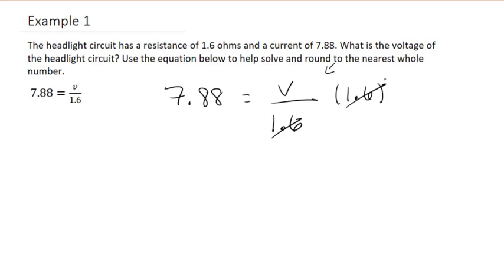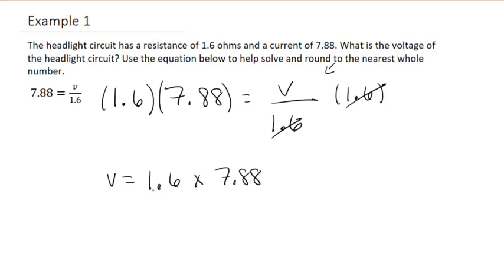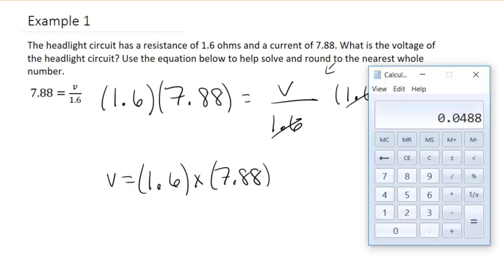Now, whatever we do to one side, we must do to the other. So we're going to go ahead and put 1.6 over here. And we're going to put these in brackets to indicate that we are multiplying these two numbers together. So V is equal to 1.6 times 7.88, in brackets. So let's go ahead and use our calculator. We have 1.6 times 7.88, which is equal to 12.608. So voltage is 12.608.